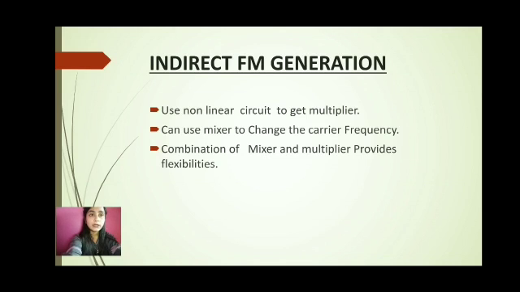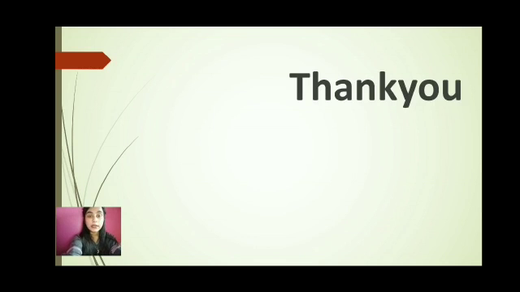Second, indirect FM generation. Use non-linear circuit to get multiplier. Can use mixer to change the carrier frequency. Combination of mixer and multiplier provides flexibility. That's all about the direct and indirect method.